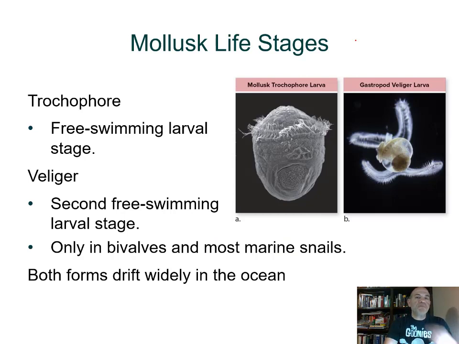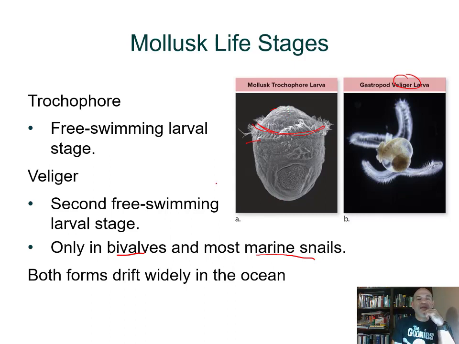Mollusks do have some larval stages. For some of the mollusks, the bivalves and the marine snails, there is an additional stage called the veliger larva. Others would just have the trochophore larva. This trochophore, as we saw earlier, has that line of cilia going around here. It has a mouth and then an anus somewhere around here. And eventually this metamorphoses into something else.